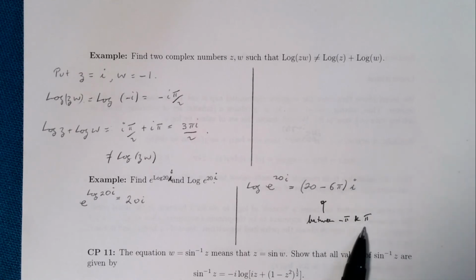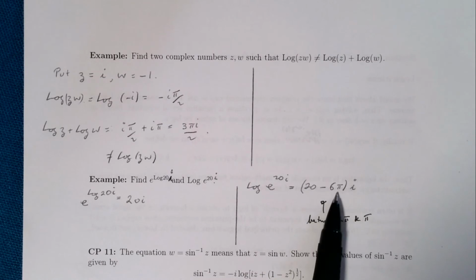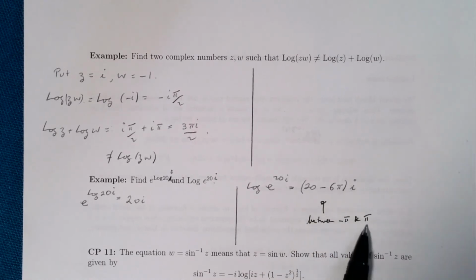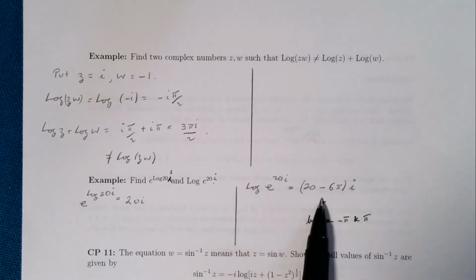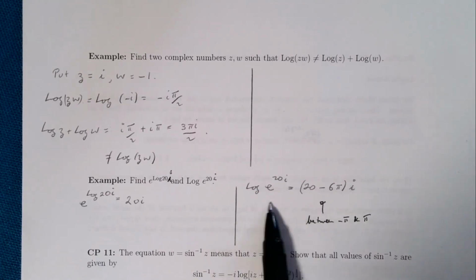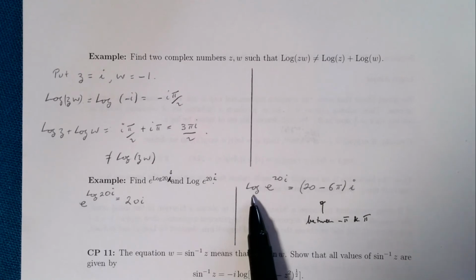Well, pi is roughly 3, so if you think of pi as 3, this is 20 minus 18, which is 2, and that lies between minus 3 and 3. So there's the value of the log of e to the 20i. So again, one must be very careful dealing with these principal logarithms.